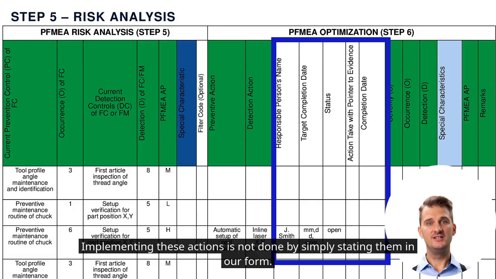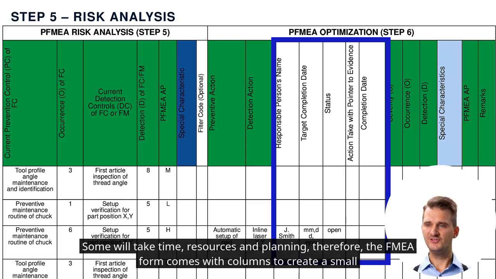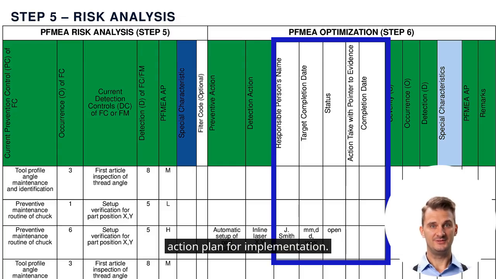Implementing these actions is not done by simply stating them in our form. Some will take time, resources, and planning. Therefore, the FMEA form comes with columns to create a small action plan for implementation.